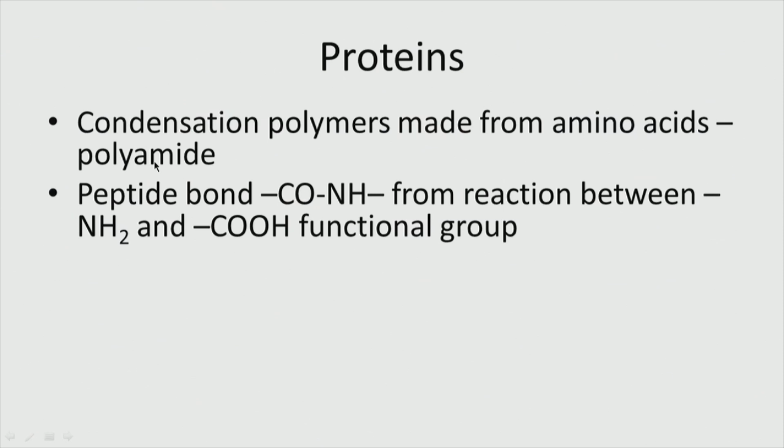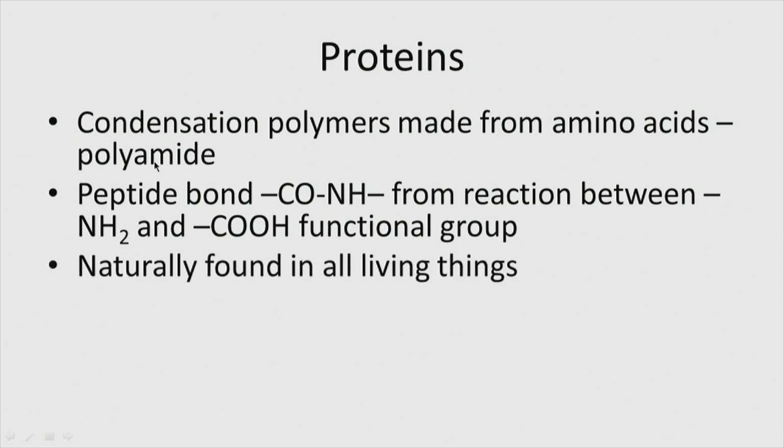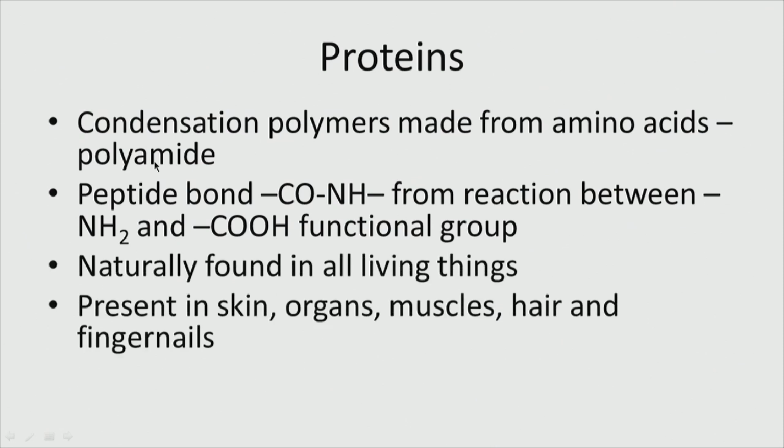So there are proteins which are naturally occurring, different types of proteins, we will look at them. They are found in living things, present in skin, organs, muscles, hair and fingernails. So obviously they can find applications in tissue engineering, okay.